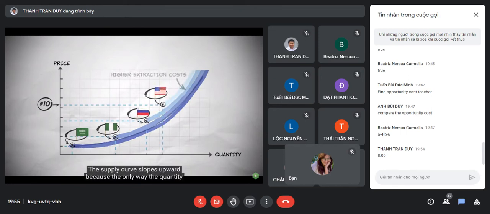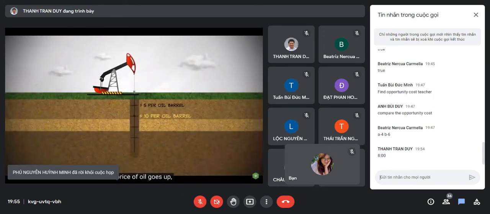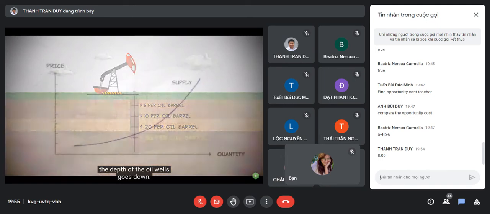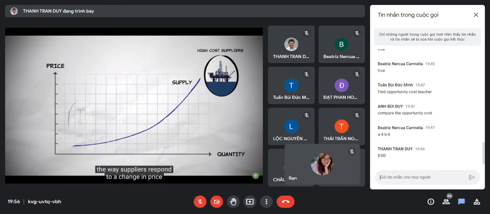The supply curve slopes upward because the only way the quantity of oil can be increased is to exploit higher and higher cost sources of oil. As the price of oil goes up, the depth of the oil wells goes down. With this simple line, the supply curve summarizes the way suppliers respond to a change in price, including how suppliers will enter and exit the market depending on the price.